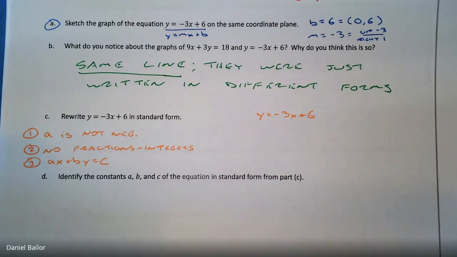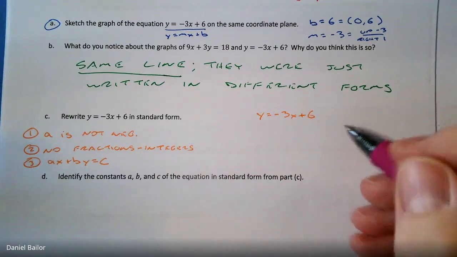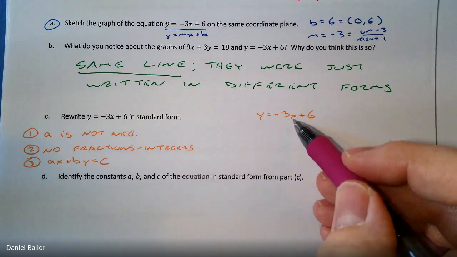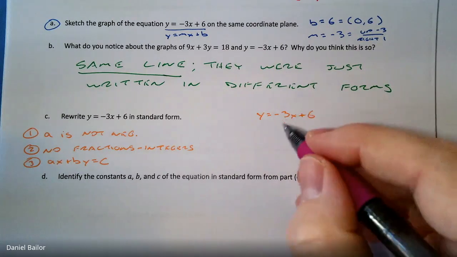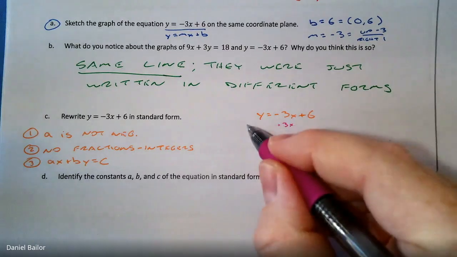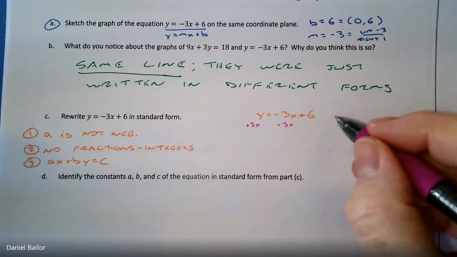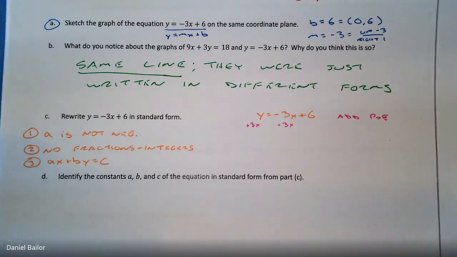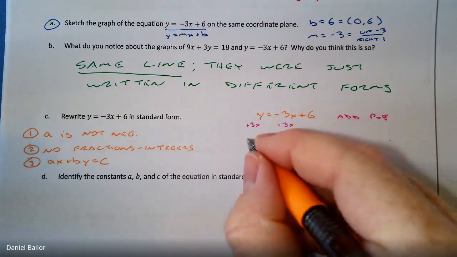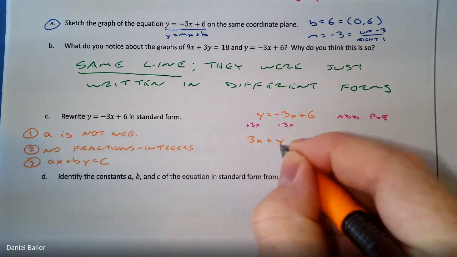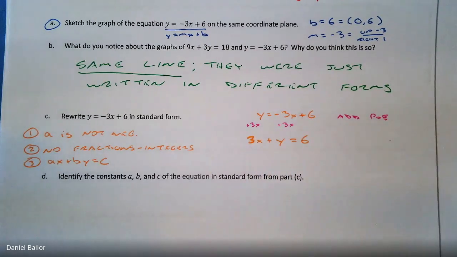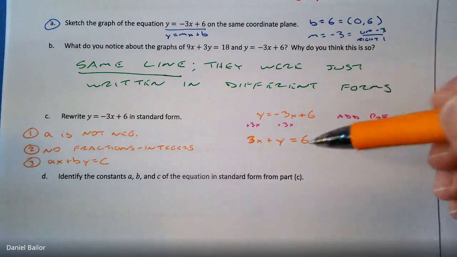Well, the first thing I need to do is x has to be A. Remember, A is connected with x. This is negative. I can't have it negative. So let me add 3x to both sides with the addition property of equality. That gives me 3x plus y equals 6.